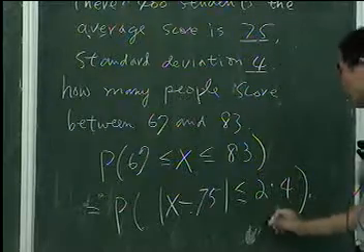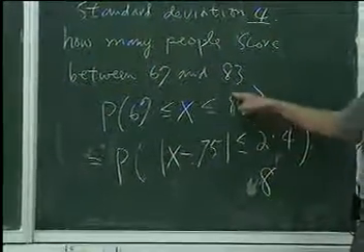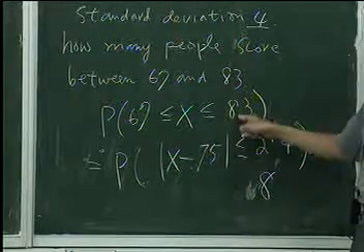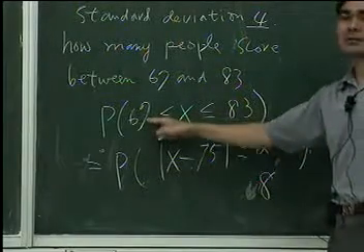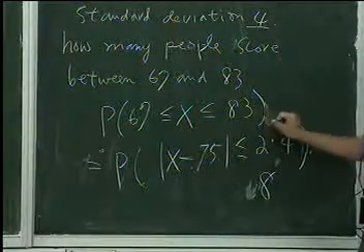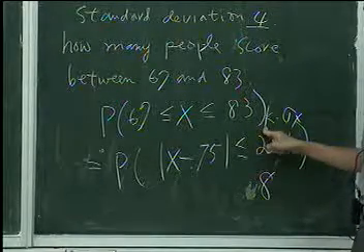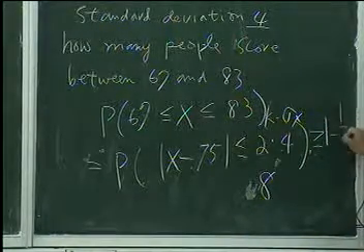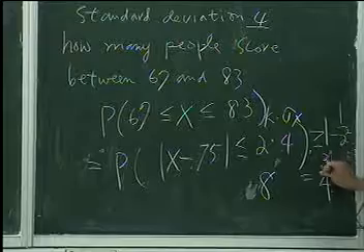Okay, this is equal to A, right? This is equal to A. And 75 plus A is equal to 83, right? And 75 minus 8 is equal to 67, okay? So this is x minus mu x less than or equal to k sigma x, right? So how much is k? K is equal to 2, right? So this will be greater than or equal to 1 minus 1 over 2 squared. So that would be 75%, right?